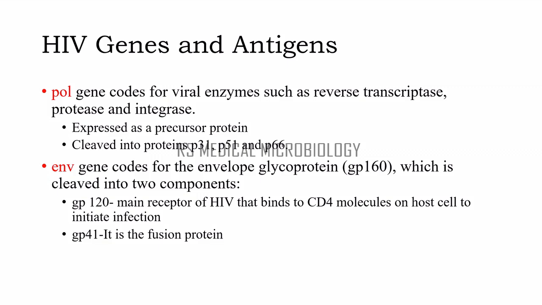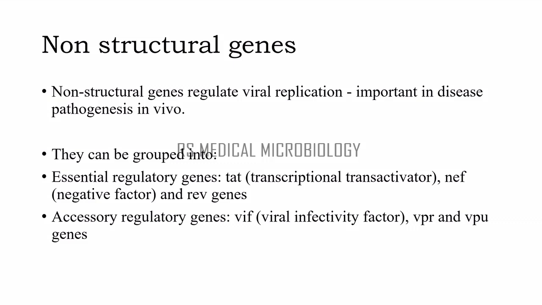Then you have the envelope gene, which comes as GP160, which is cleaved into two components: GP120, which will basically bind the virus to the CD4 molecules, and GP41, which is the fusion protein of the virus. Now, the non-structural genes are again important in pathogenesis, but not exactly for multiplication of the virus. They can be essential regulator genes and accessory regulator genes.